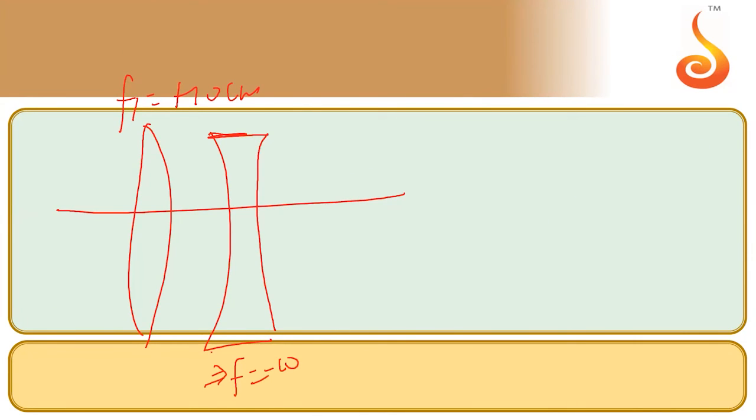Yes, Natasha is right. First, f1 was equal to plus 10 centimeters. Sir, second was equal to how much? Minus 10, right? Second was minus 10. And third one was plus 30. Third one was plus 30. F is equal to plus 30.